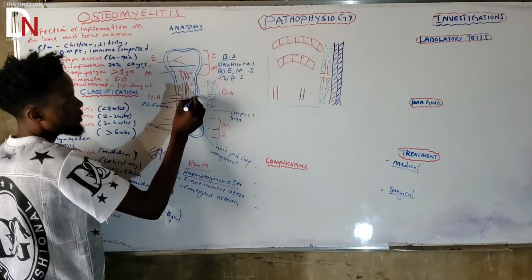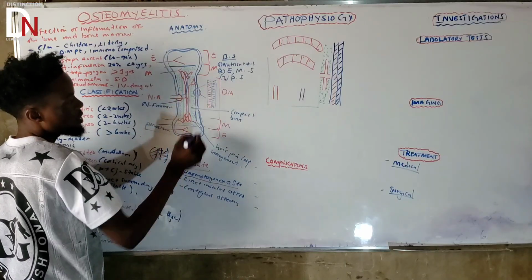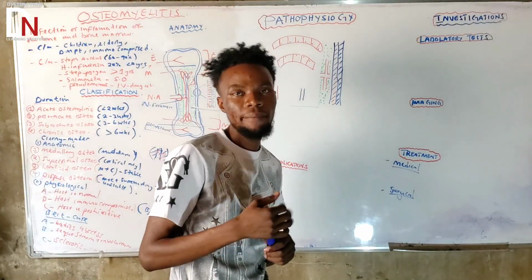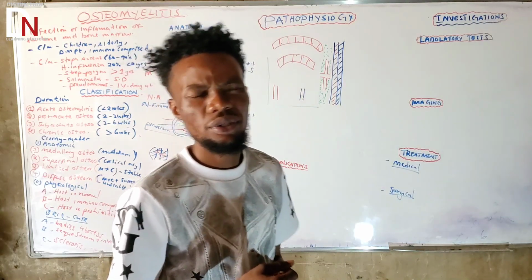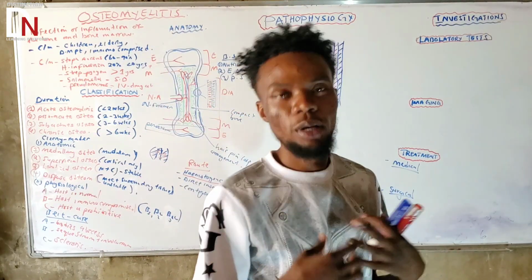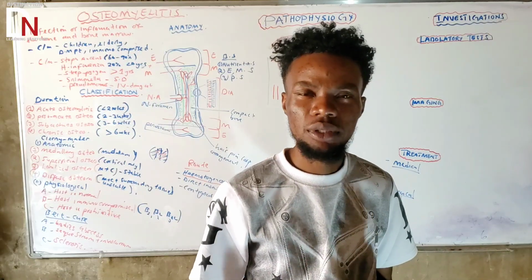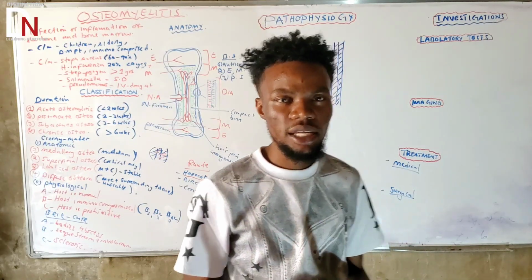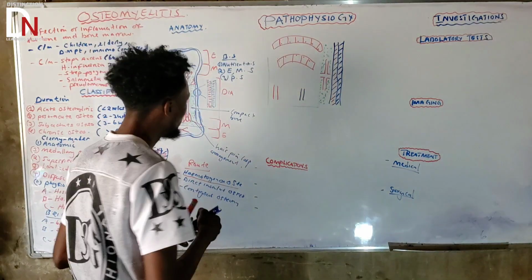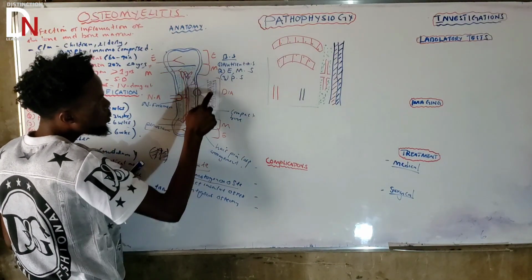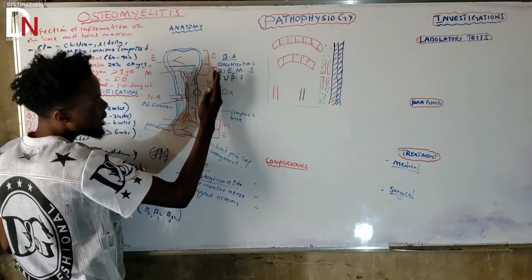So this is the periosteum, and I'm going to magnify it. Why do we have to stress ourselves with the anatomy of the periosteum? Because it's also involved in the pathogenesis of osteomyelitis. Remember the periosteum stripping, so we need to understand what it means if you understand the anatomy. The periosteum has two parts, an outer part and an inner part.